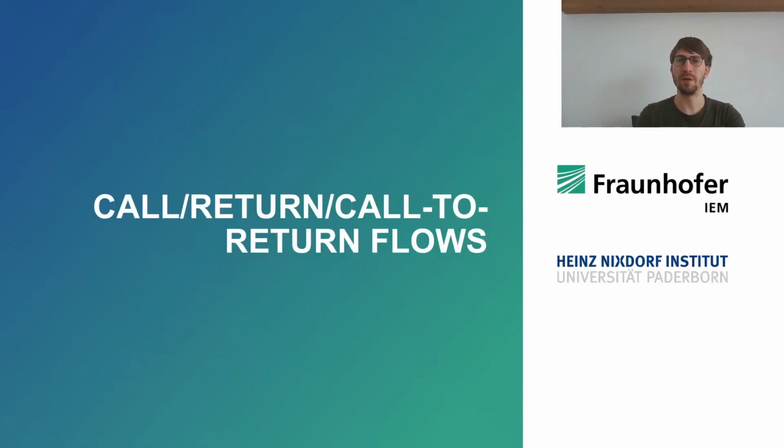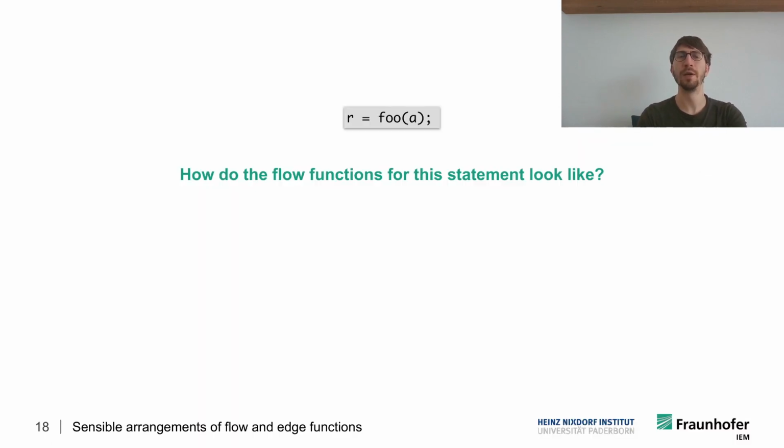In the following part of this lecture, I will discuss how to properly design call, return, and call-to-return flow functions. Consider a function call statement like this one here. What do the flow functions for this statement look like? The answer is obviously: it depends. So what does it depend on?